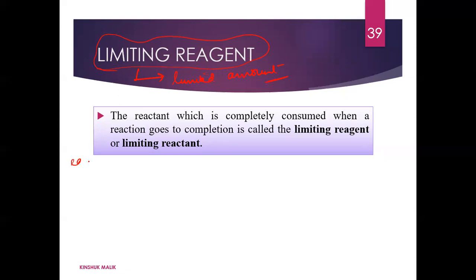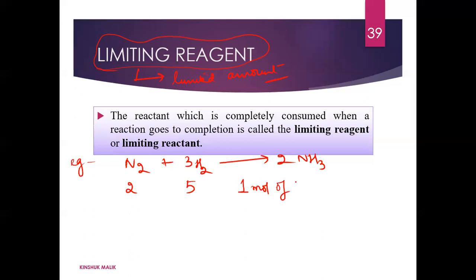Now, for example, if I say we have nitrogen and hydrogen and they both are reacting to form ammonia. Suppose you are given 2 moles of nitrogen and 5 moles of hydrogen. So can you tell what is the limiting reagent here? Okay, let me give you an idea. Here what you can see is that 1 mole of nitrogen reacts with 3 moles of hydrogen.